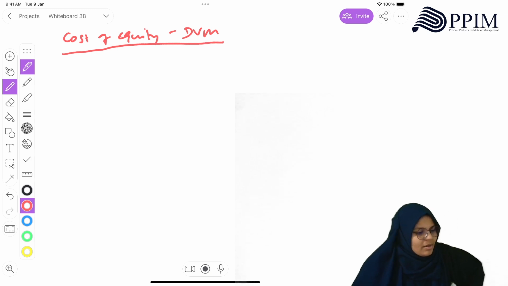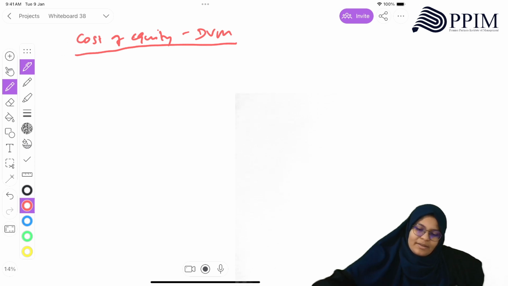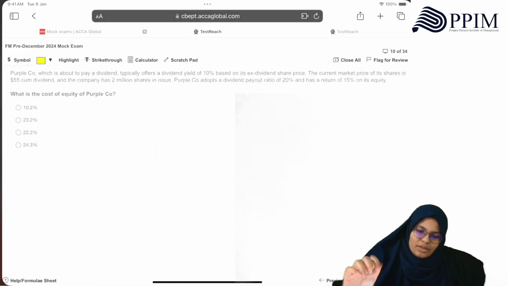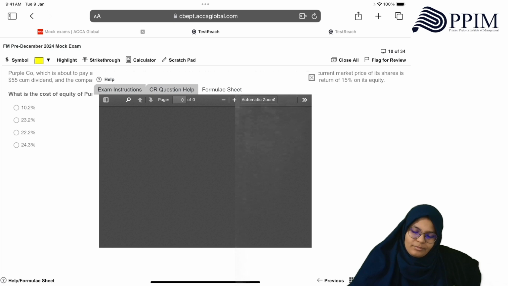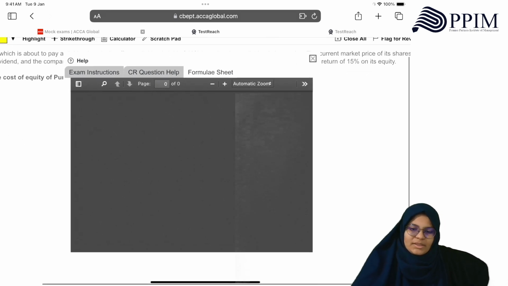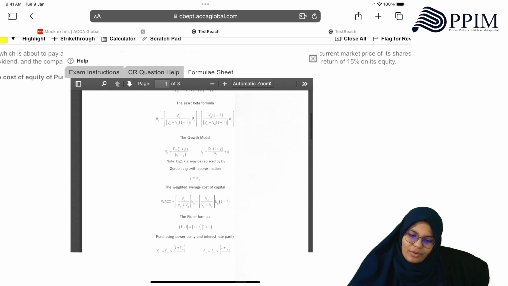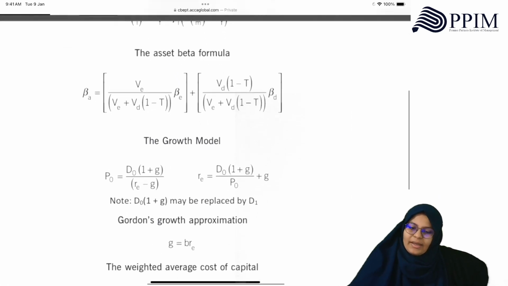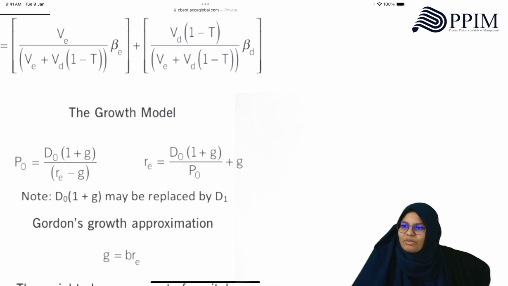Right. So they are asking me for KE, right? So the best option is to write it in this method. I'll show you the formula sheet. So they are asking for KE now, so instead of writing the first one, it's better to write the second one. KE equals D0 times (1 plus g) over P0 plus g. Okay, so let me write it that way.